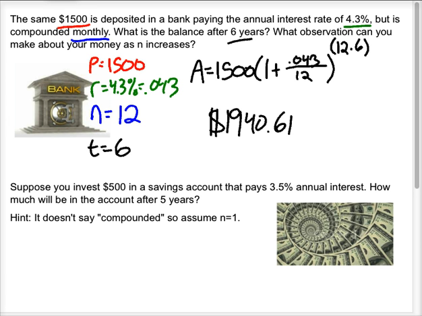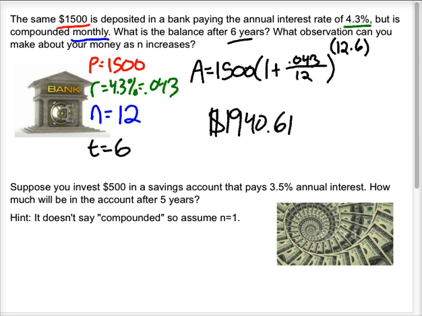And I want you to note, how does that compare to our previous answer? Well, our previous answer was $1,938.84. Our value went up. The more times that it gets compounded in a year, it looks like the more money we're going to make. Now, why does that make sense?